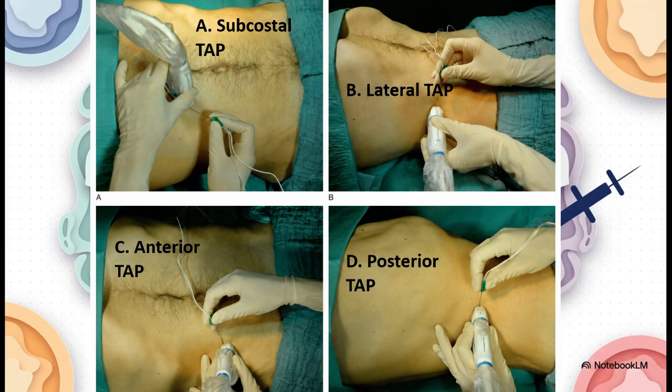First up is the subcostal approach. This targets dermatomes T6 through T9, which gives you fantastic clinical coverage from the xiphoid process down through the upper abdomen. Second, we have the lateral approach. This is typically done right at the mid-axillary line, targeting T10 through T12. This is your go-to for periumbilical to infraumbilical coverage.